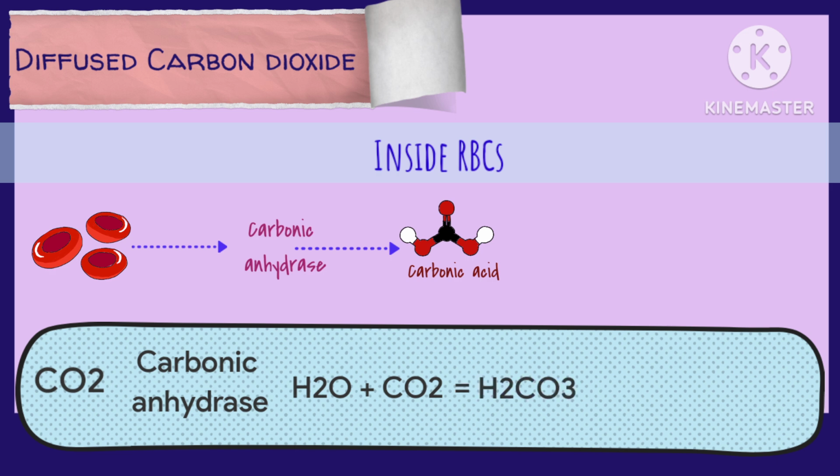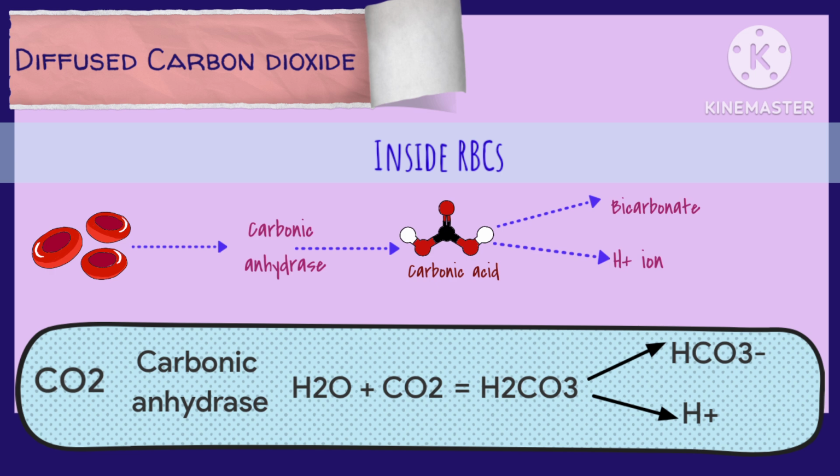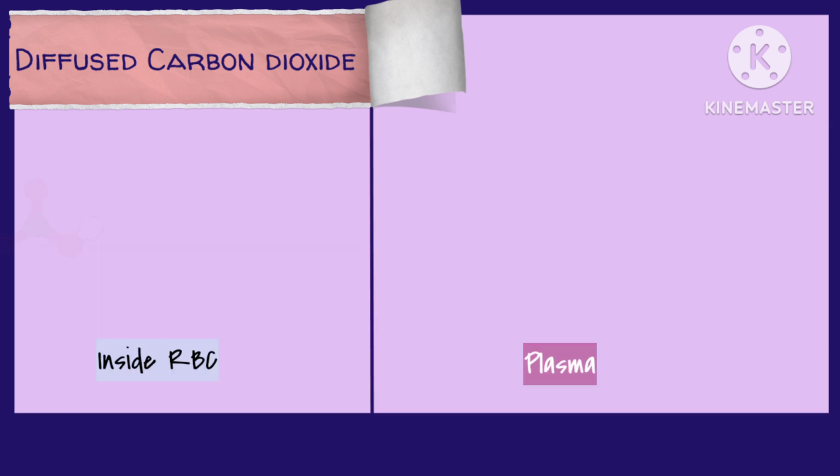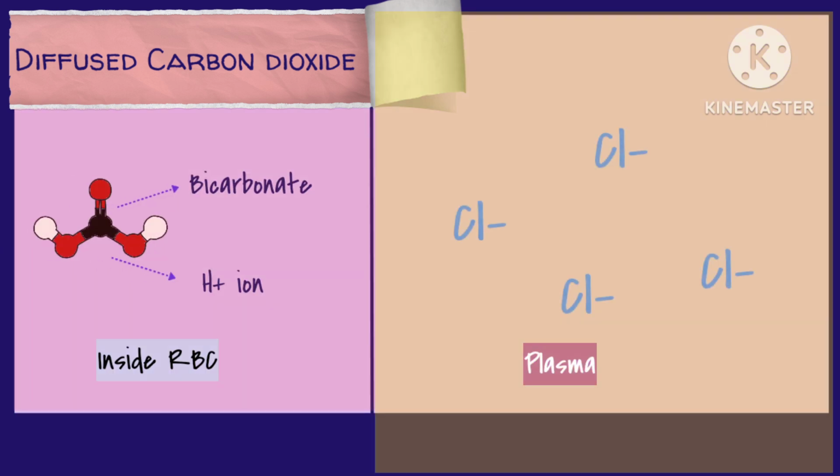This carbonic acid is very unstable and dissociates rapidly to form a bicarbonate and a hydrogen ion. So here H2CO3 dissociates to form HCO3- and H+. These are ions and they are going to be very helpful in the buffer system of our body. Now the bicarbonate ion is a very soluble molecule in blood plasma and thus it moves out of the RBCs.